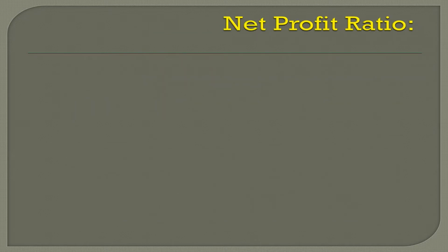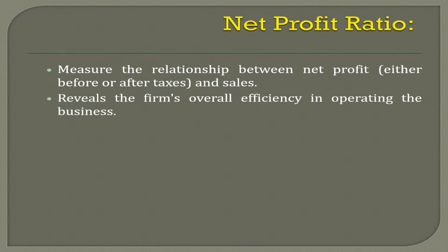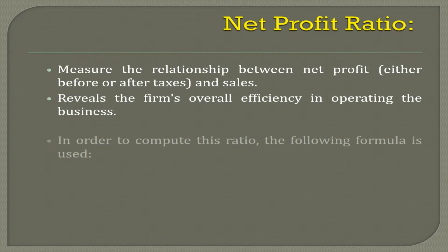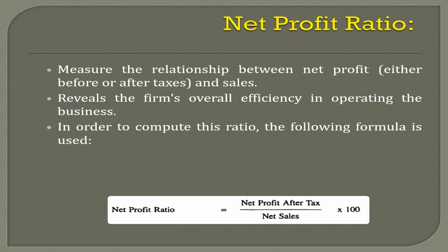Next one is net profit ratio. Net profit ratio is also termed as sales margin ratio or profit margin ratio, or we can say net profit to sales ratio. This ratio reveals the firm's overall efficiency in operating the business. Net profit ratio is used to measure the relationship between net profit and sales. Net profit ratio is equal to net profit after tax upon net sales into 100.